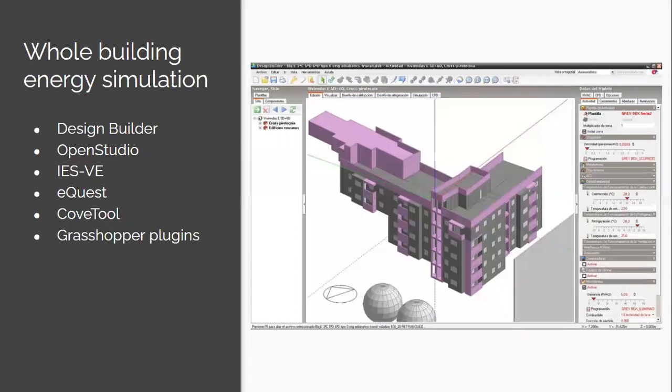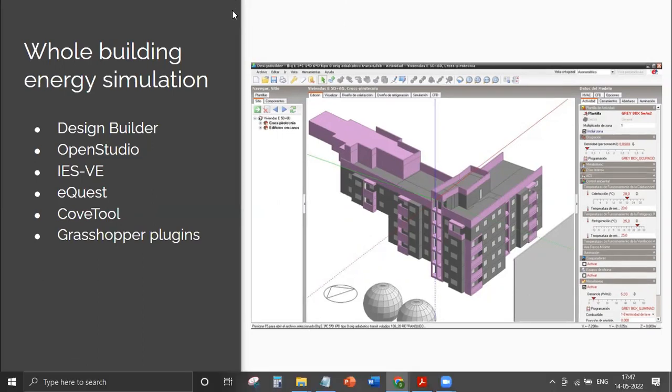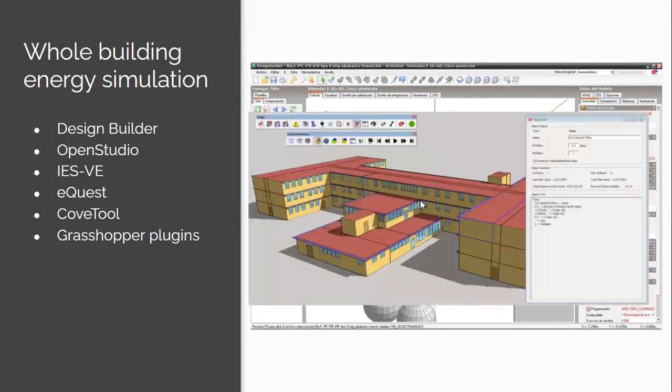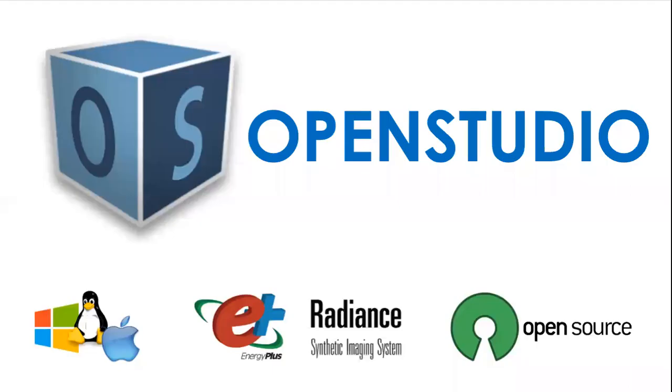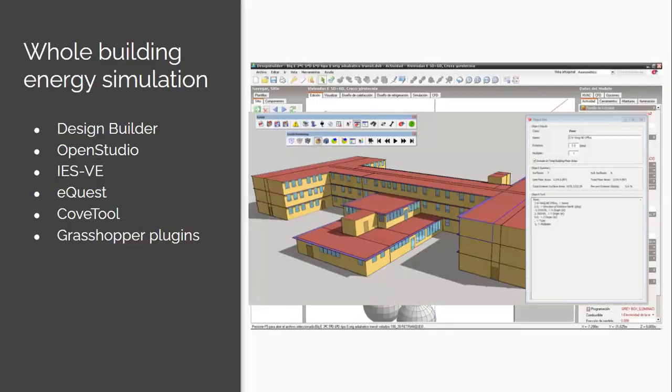Yeah, so with that we come to leveraging the whole building energy simulation tools. Gurneet, would you like to speak a few of these slides? Yeah, sure. So I think we have got a great audience who are already working on simulation tools. So these are some of the whole building energy simulation tools: Design Builder, Open Studio, ISV, eQuest, and Grasshopper plugins, Curve tool. Open Studio must be a new entry for these people.